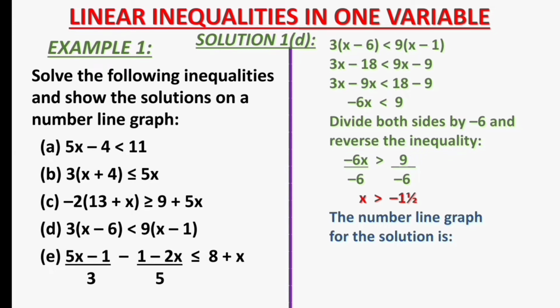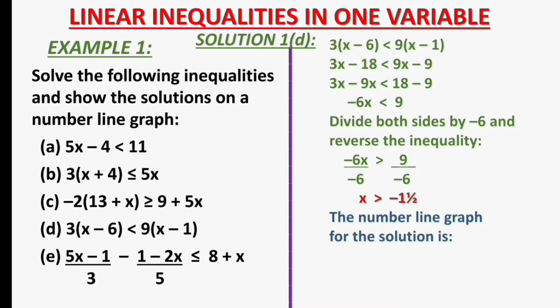To solve for x, divide both sides by -6 and reverse the inequality. The inequality becomes -6x divided by -6 is greater than 9 divided by -6. The solution for the inequality is x > -1.5.